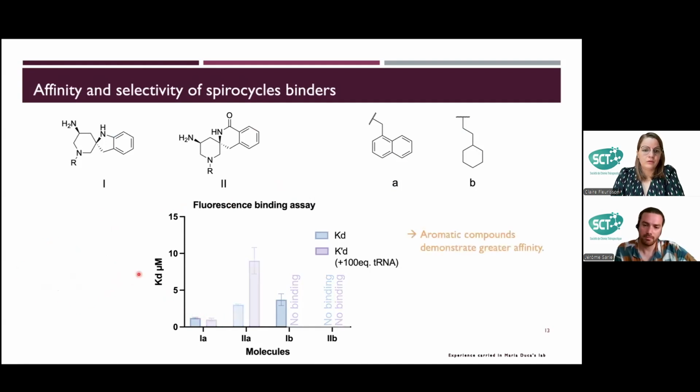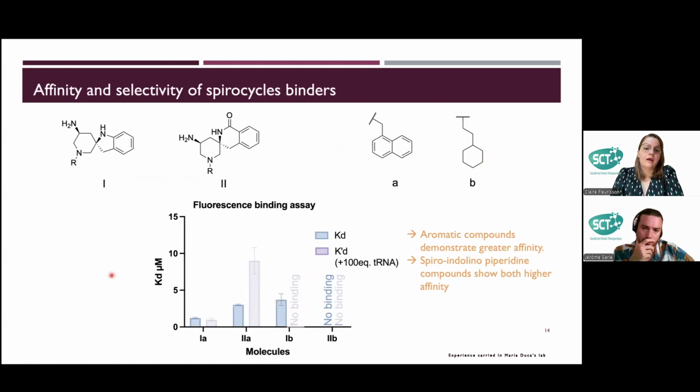So first, if you look at the first series and compare the two substituents, you see that the KD is actually increasing nearly twofold when you go from an aromatic moiety to a cyclohexyl moiety, meaning that the aromatic compounds have a greater affinity. Then if you compare the two series, you see that actually the first series has a greater affinity because the KD is actually increasing twofold when you go to the second series. And even with the cyclohexyl moiety, you see that you go from a fairly good KD to no binding at all.